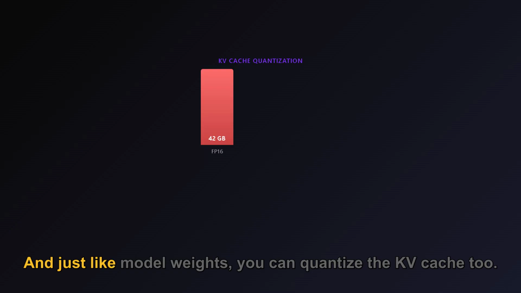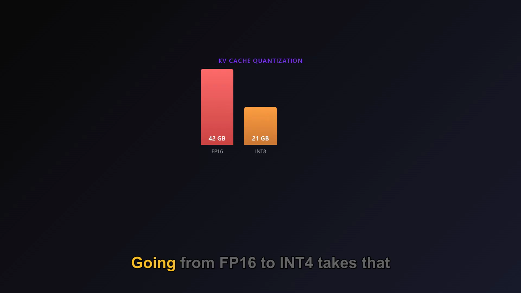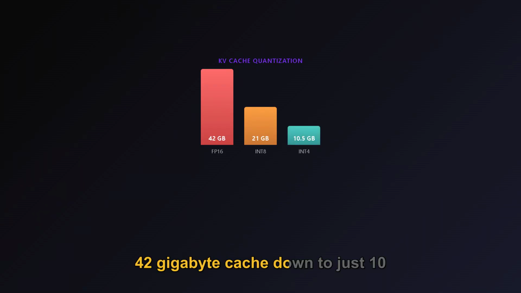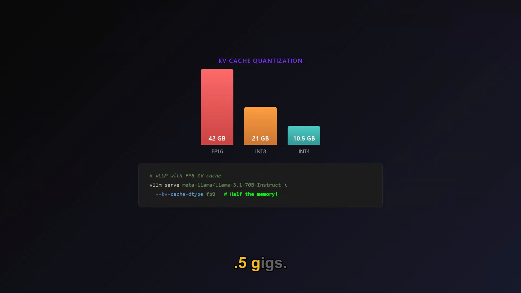And just like model weights, you can quantize the KV cache too. Going from FP16 to INT4 takes that 42 gigabyte cache down to just 10.5 gigs.